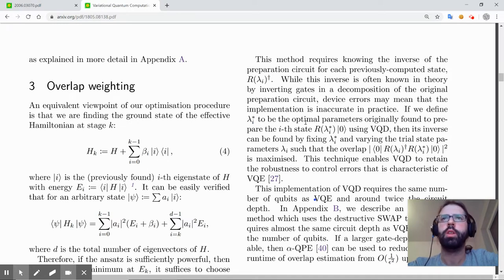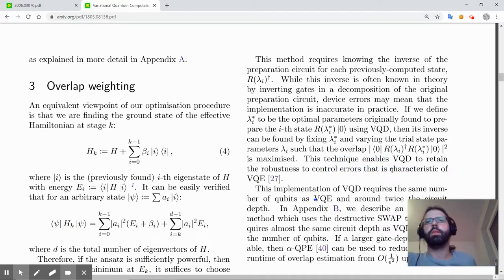If we define the optimal parameters originally found to prepare the ith state using VKD, then its inverse can be found by fixing these and varying the trial state parameters so that the overlap is maximized. This technique enables you to retain the robustness to control errors that is characterized.